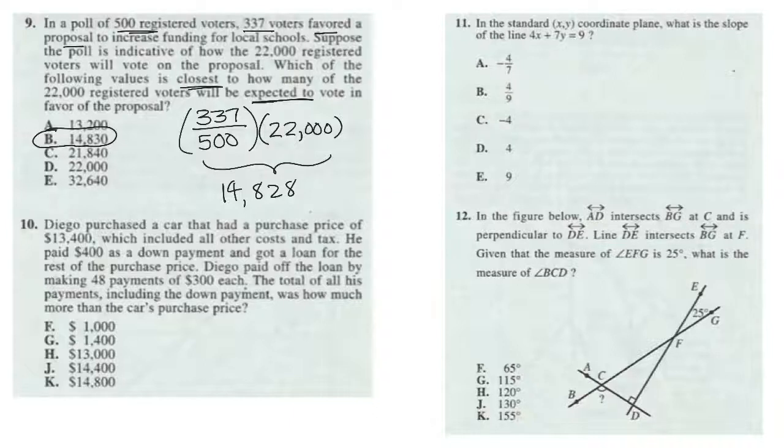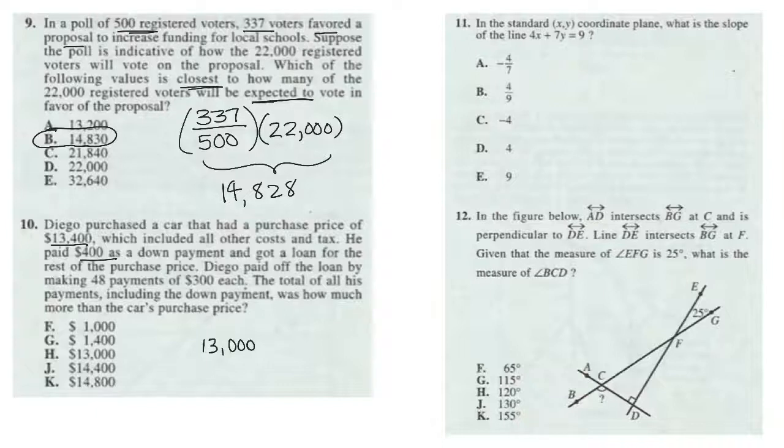Okay, this sweet little young man has bought a car. Purchase price is $13,400, and he paid $400 down. So taking out the $400, he has $1,300 left.